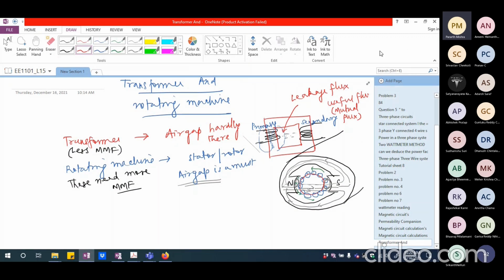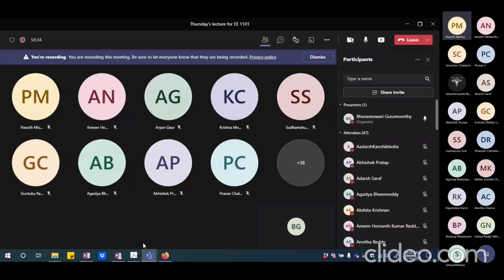How do we calculate these things? How do we do all the magnetic circuit calculations? We'll try to take a look at that in the next class.